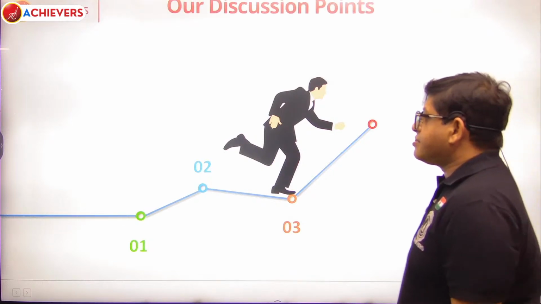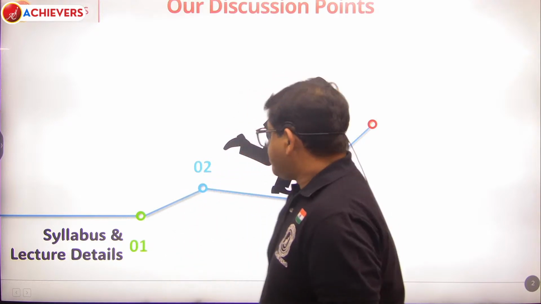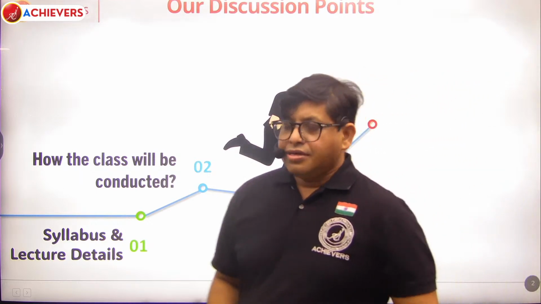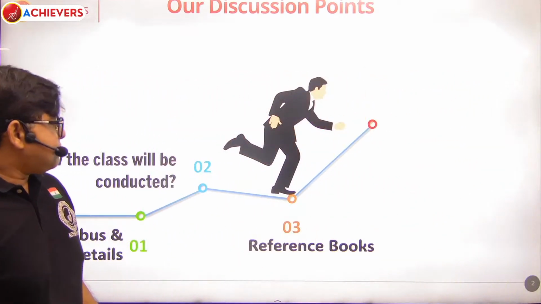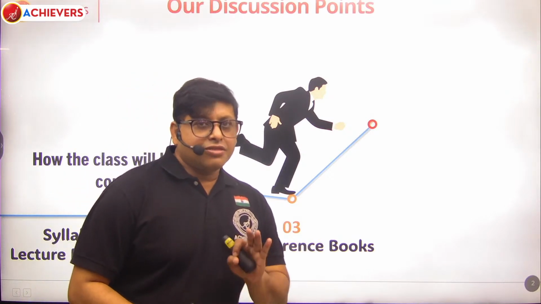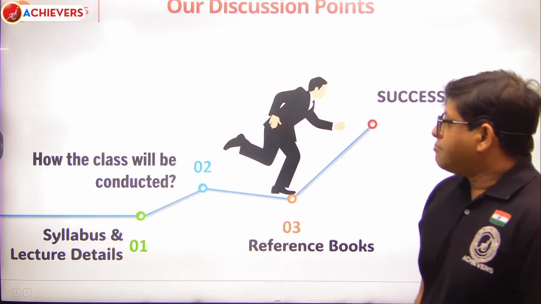So what are the discussion points? Number 1 is the syllabus and lecture details, number 2 is how the class is going to be conducted, and number 3 is the reference books needed, and obviously after that you are going to get success. So there are 3 points in this video. Let us come one by one.